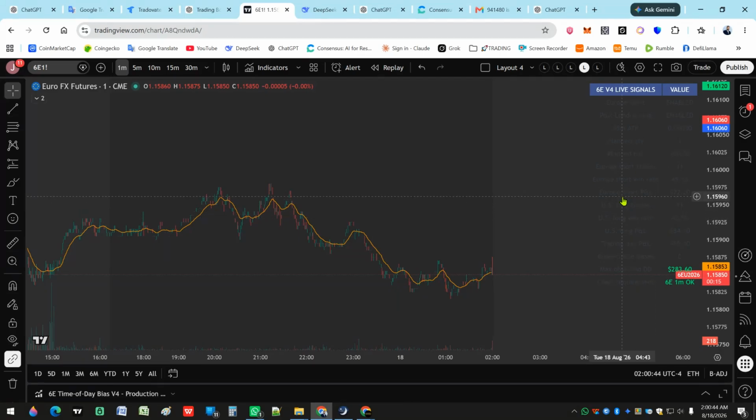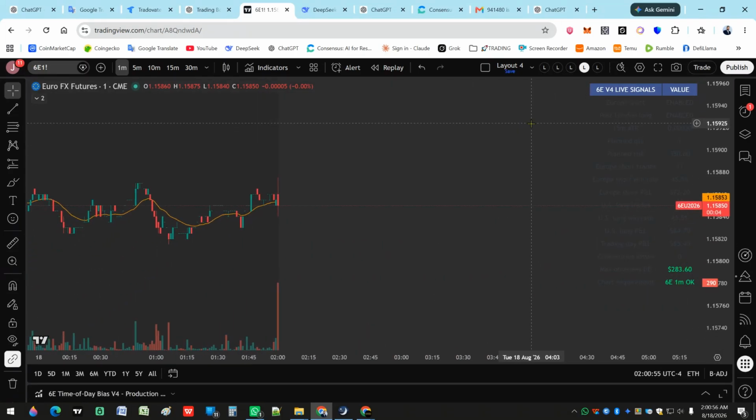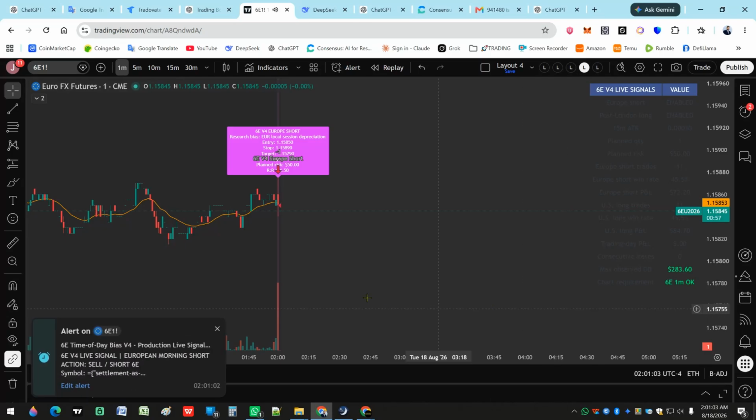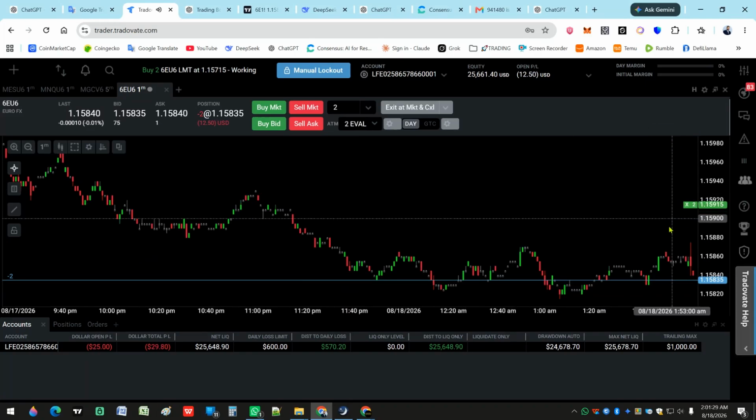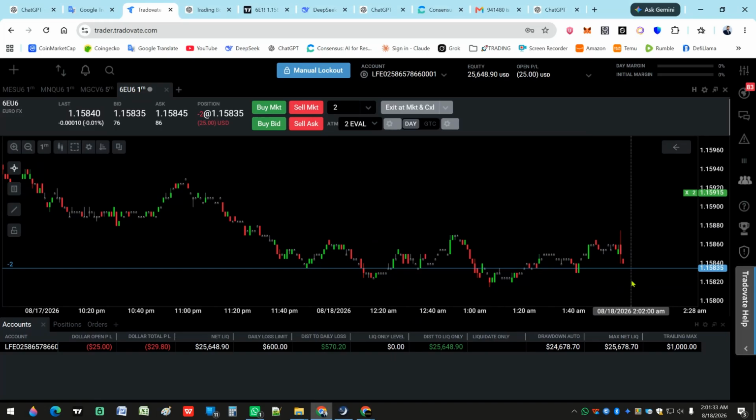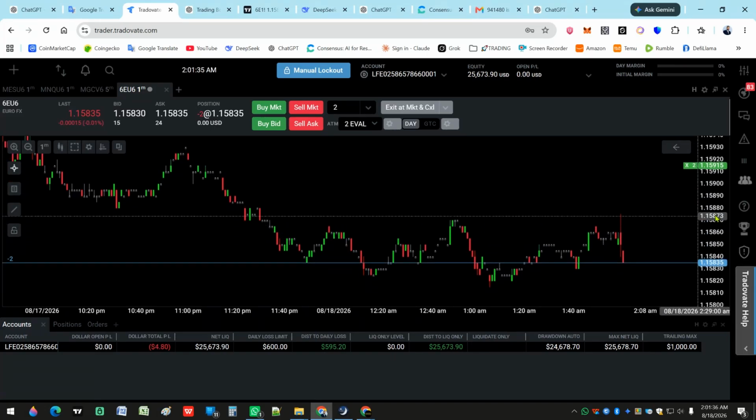Okay. I have to wait for the candle close, something like that. Let's see. Short notification, trading notification, trading notification, trading notification. Short sale, short sale. Order filled. Here we go. It told me to sell a short position.